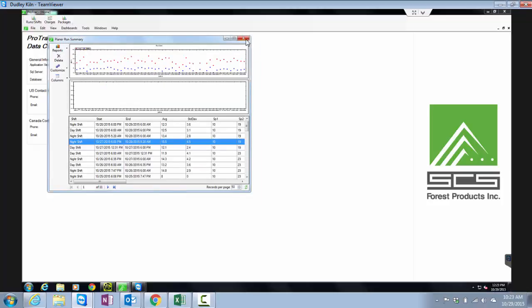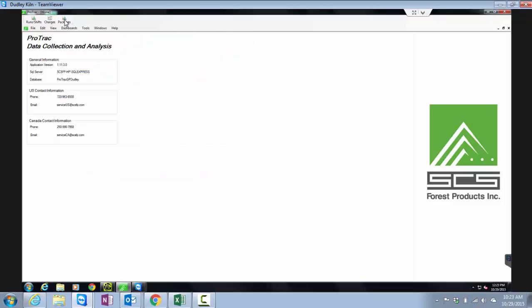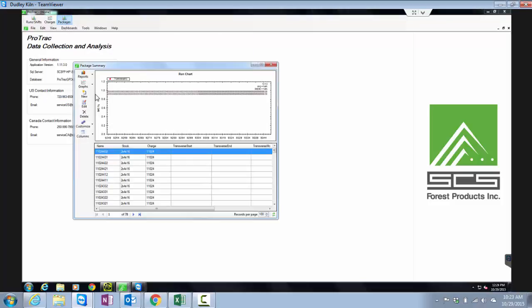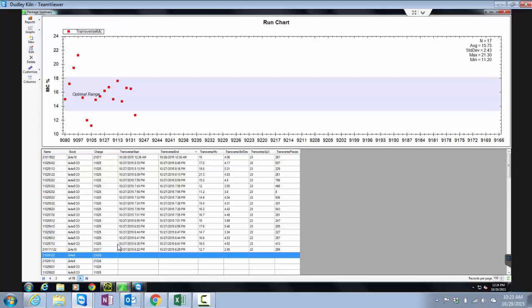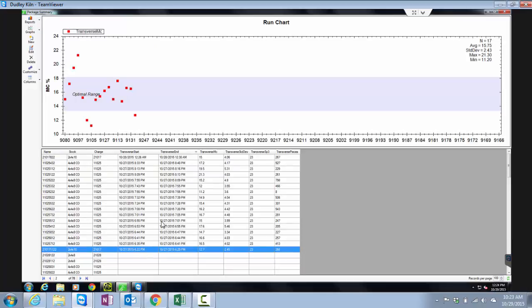So I'll close this out, and then next I'll go into my packages, and I'll look for that time frame, that 6 p.m. of the 27th to 6 a.m. of the 28th. So I'll sort it there by the transverse time, and usually it's in the next page, and so here you can see that it's 6 p.m. of the 27th to 12 a.m. of the 28th, and I would note the charge number here, just write it down for reference.